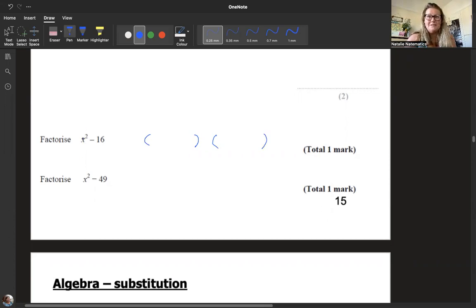X squared is x times x, so x squared. Minus 16 is minus 4 squared. So these are the ones that have x. So think about, what's the square root of 16? 4. So we've got x plus 4 and, sorry, x minus 4 and x plus 4. Okay. And then this one again, it'll be the same, but you'll have 7. So they're just special ones.